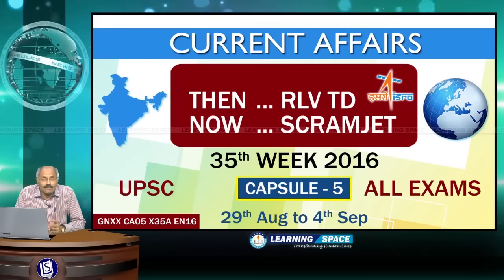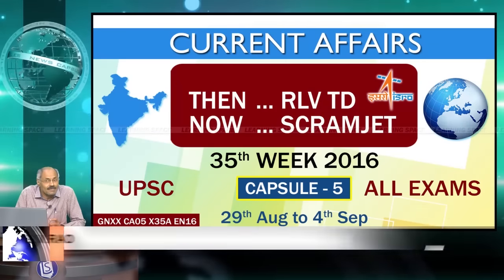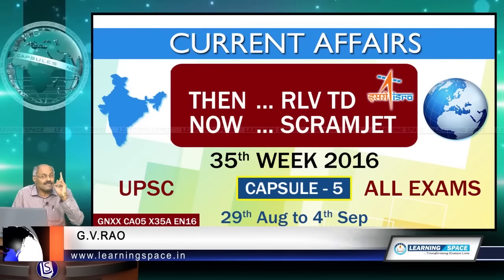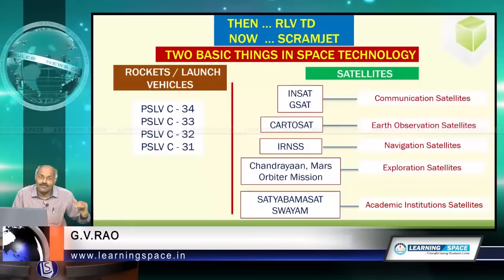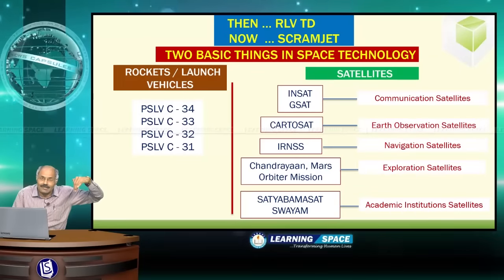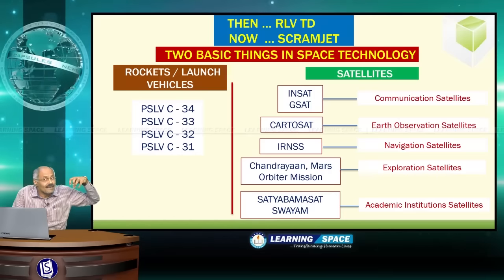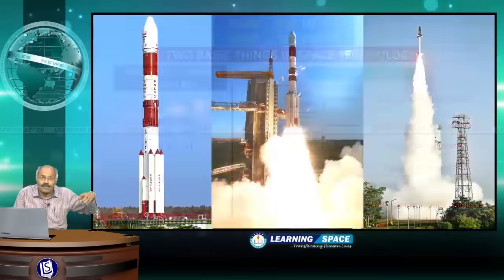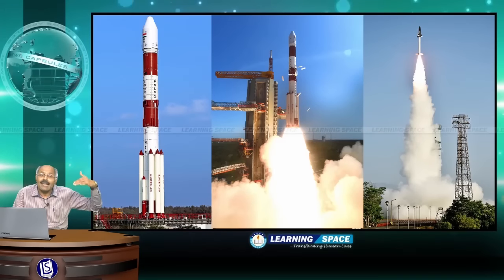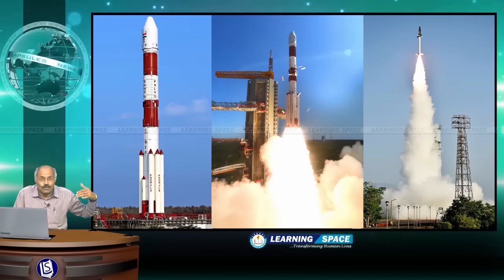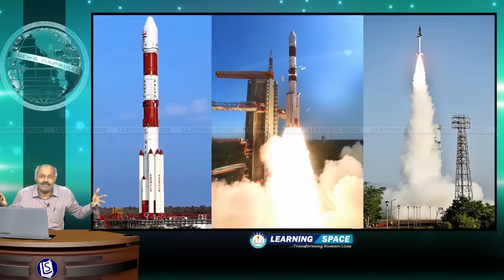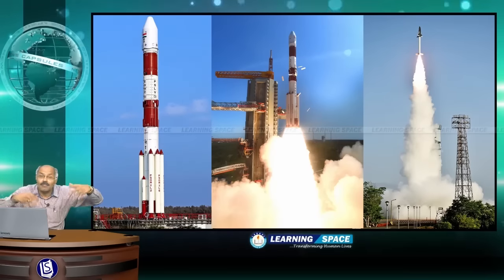We are going to discuss one important aspect of SCRAMJET, and before going into the details, two basic things in space technology please don't forget. One is rockets or launch vehicles. At present we are into the PSLV series. Please look into this picture. These are the rockets, or you can say satellite launch vehicles. To place satellites into orbit, some launch vehicle is required. That launch vehicle is nothing but a rocket.